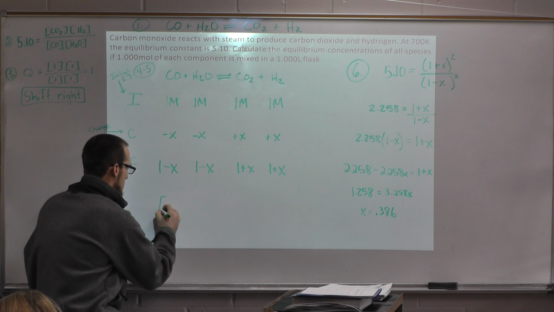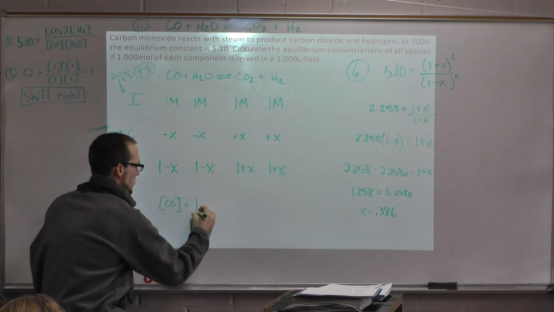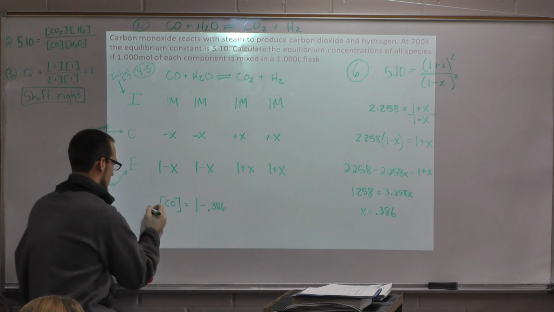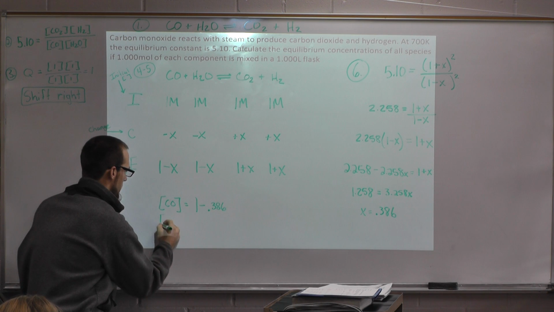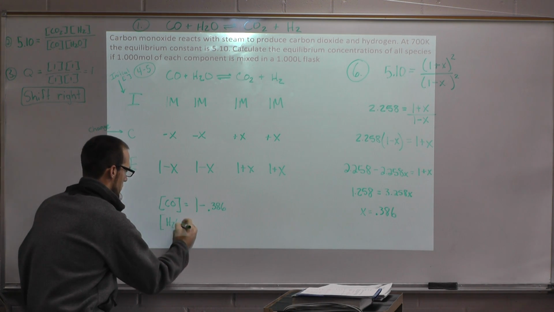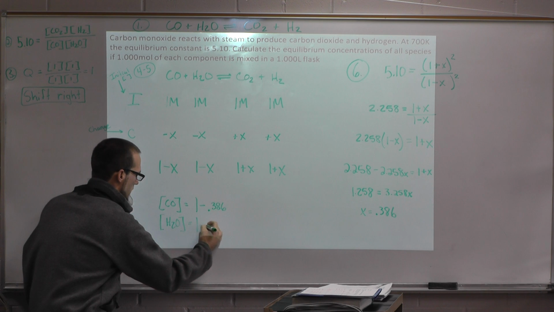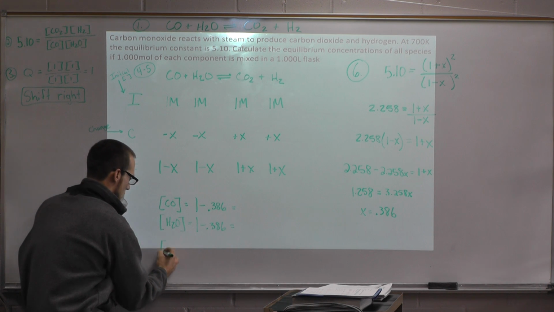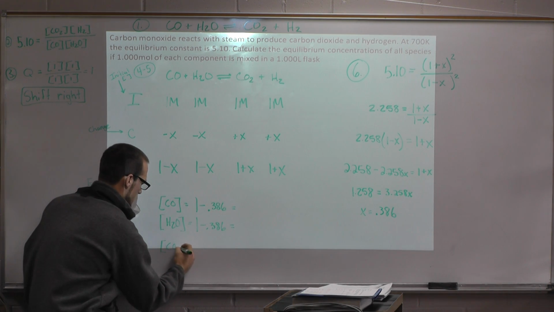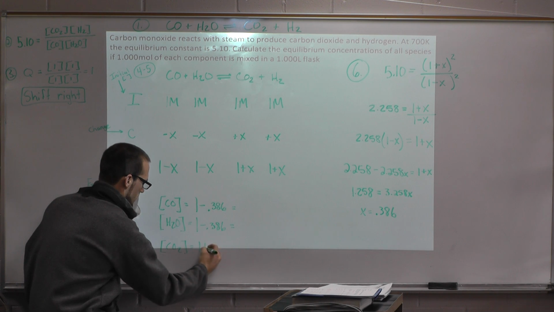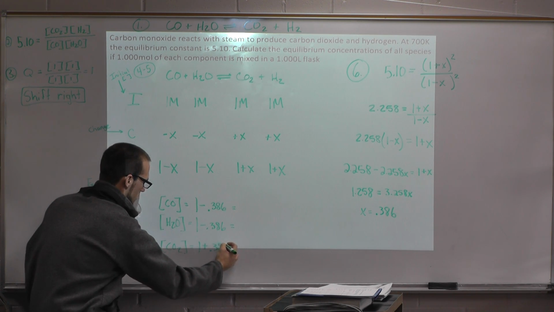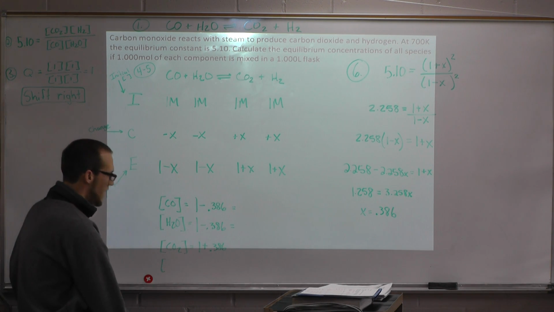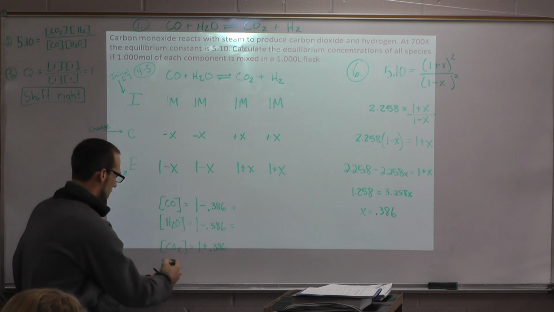So the concentration of CO is going to be 1 minus 0.386. Actually, I'll just get rid of them all. Same thing for my water. And then my two products, I'm adding. And this should make sense since it's a nice simple 1-to-1 ratio, that what I lost on the reactants would be what I would gain with the products.